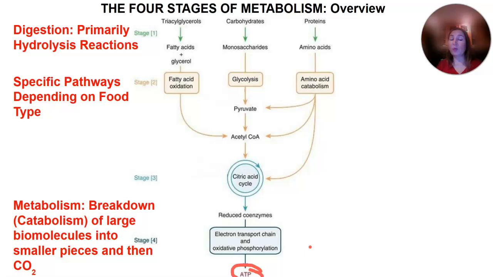Then it gets really specific, and the pathway in stage two gets really specific depending on the food type. And then in stage three and stage four, it's a more common pathway. Stage three is this common citric acid cycle. Stage four is this common electron transport chain and oxidative phosphorylation. So it's interesting that these three different things eventually funnel into the last two stages, 3 and 4, being similar or the same.